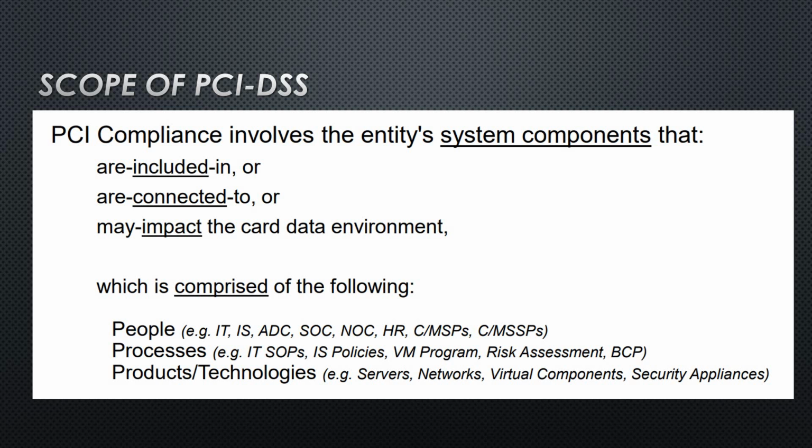For example, there is a server which contains the card data, and there is another server which is connected to this server, and both these servers are in the same VLAN. So the server which doesn't have the card data is also included in the scope of the PCI DSS. Why? Because it is connected to the server that actually has the card data.